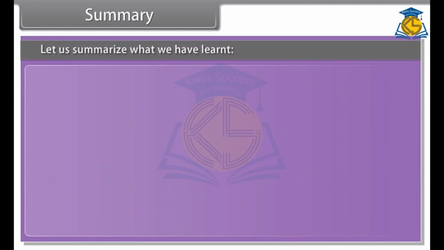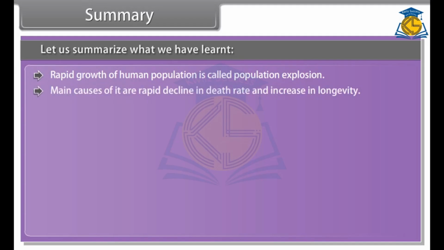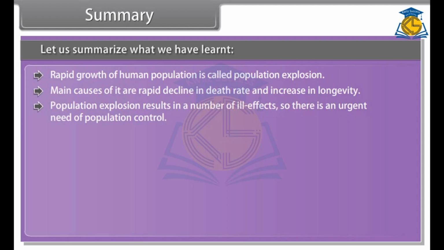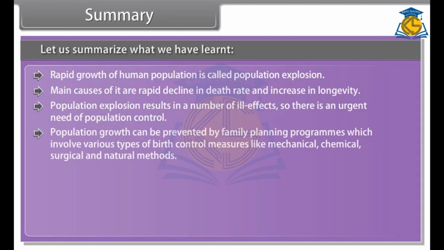Summary. Let us summarize what we have learned. Rapid growth of human population is called population explosion. Main causes of it are rapid decline in death rate and increase in longevity. Population explosion results in a number of ill effects, so there is an urgent need of population control. Population growth can be prevented by family planning programs, which involve various types of birth control measures like mechanical, chemical, surgical, and natural methods.